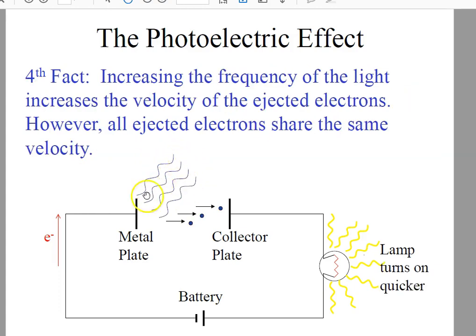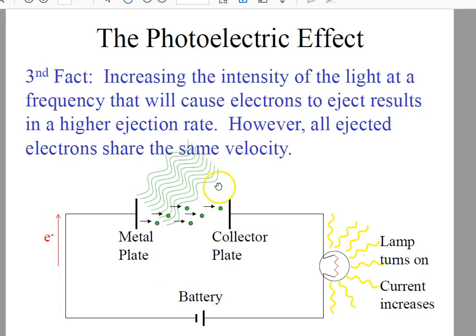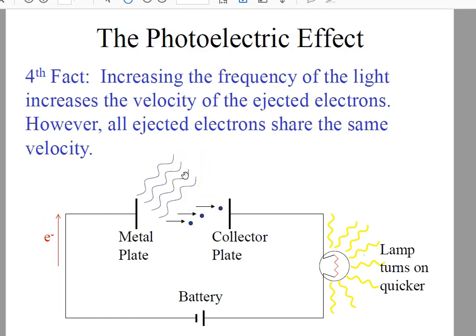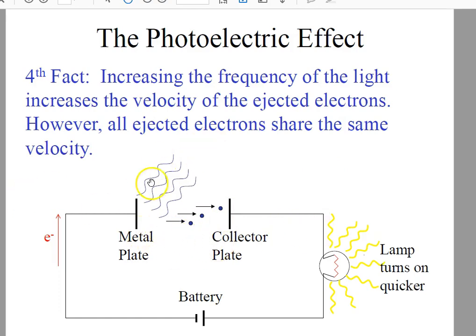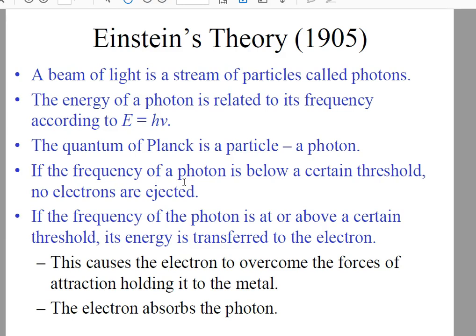So what if you apply a higher frequency but less of it? Like you only turn 1 lamp on again instead of 2, then you'll get less electrons, but they'll be traveling faster when they come off. Notice what that does to the light. So you'll see the lamp turns on and you have greater current if you have more electrons. The lamp turns on quicker if you have a higher frequency of light. Okay? So all this allowed them to discover something about the atom.